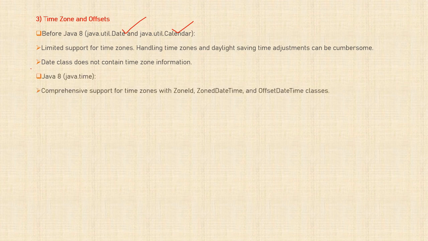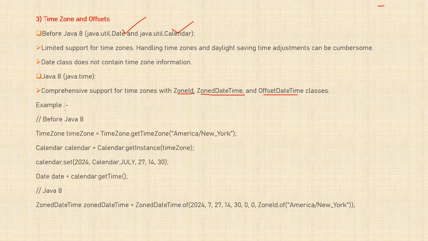In Java 8, there is comprehensive support for time zones with ZoneId, ZonedDateTime, and OffsetDateTime. With these we can handle time zones. So this is an example of how we can achieve it. Before Java 8, how can we do time zones? You have to create an instance of the time zone and provide it.